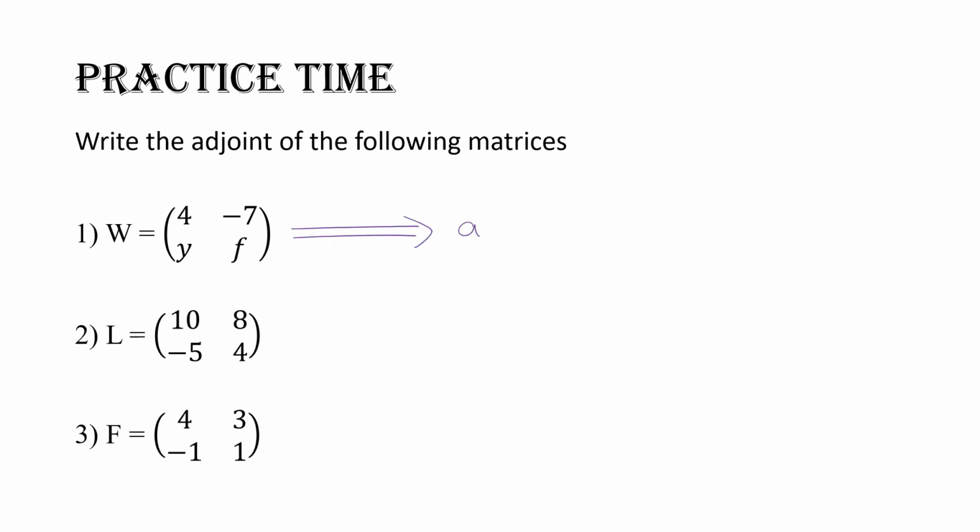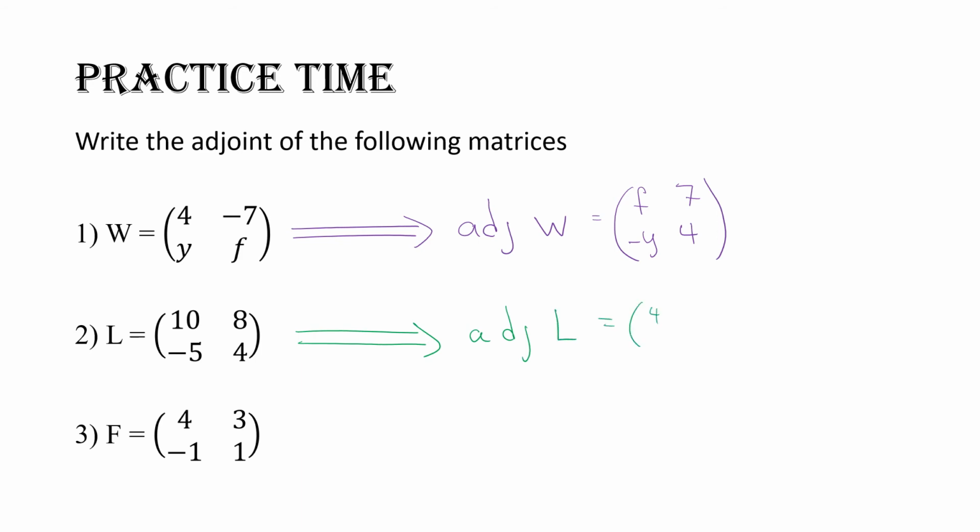So the adjoint of W will actually be, no sticking for me, it will be F, 4, minus Y, positive 7. It's a really nice process. I actually like doing this. It's quite fun. And it's a pity there's no component in maths where you just have to do this. This is just part of a whole. So the adjoint of L now is actually equal to 4, 10, 5, minus 8.